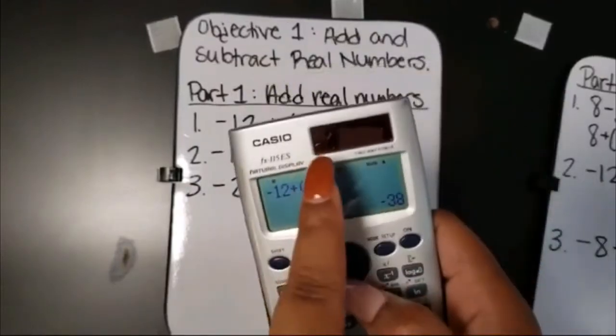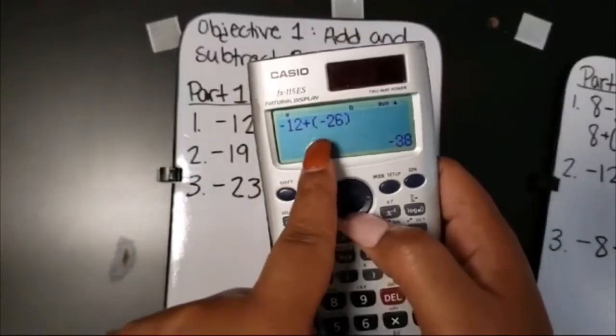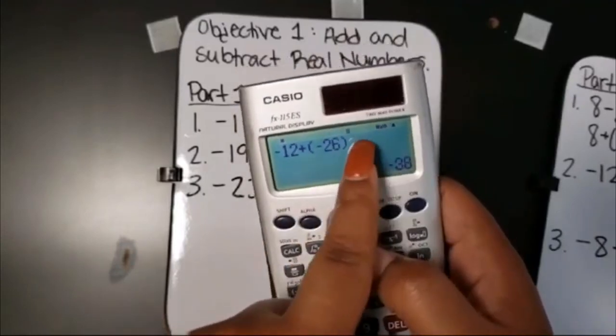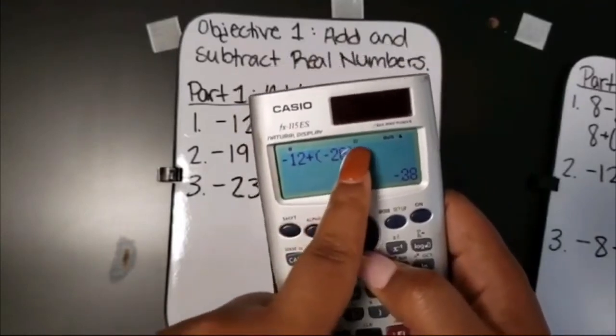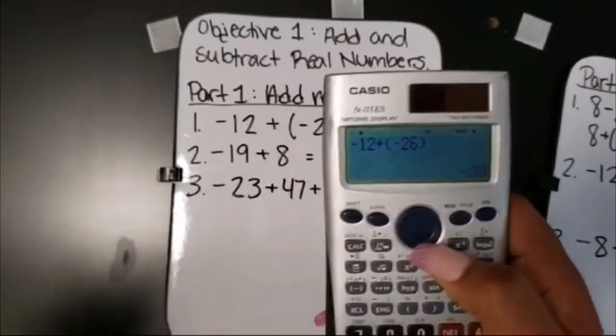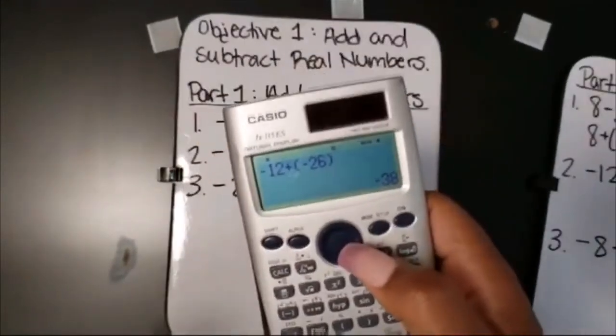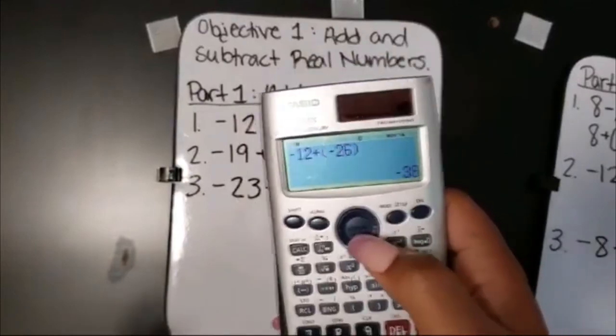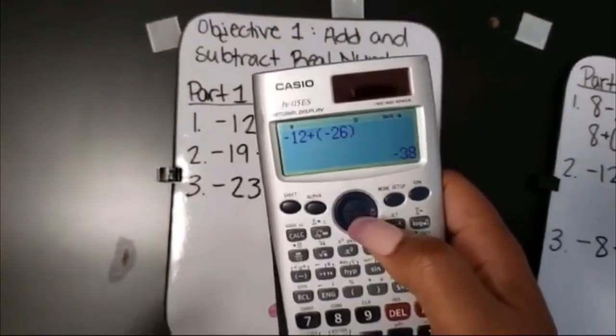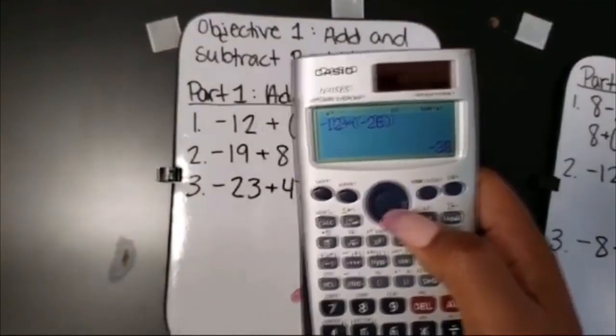But in your calculator, try to make sure that you put those parentheses around that negative number, because the way the calculator works, everything has to be in a certain order so that it can properly calculate for you, okay?